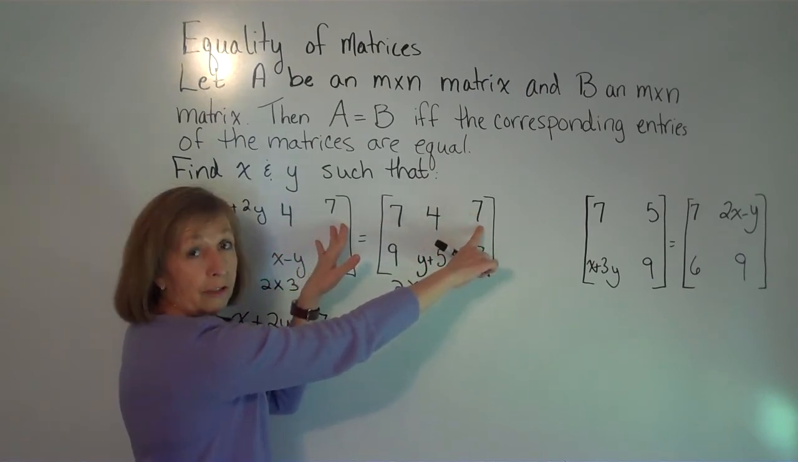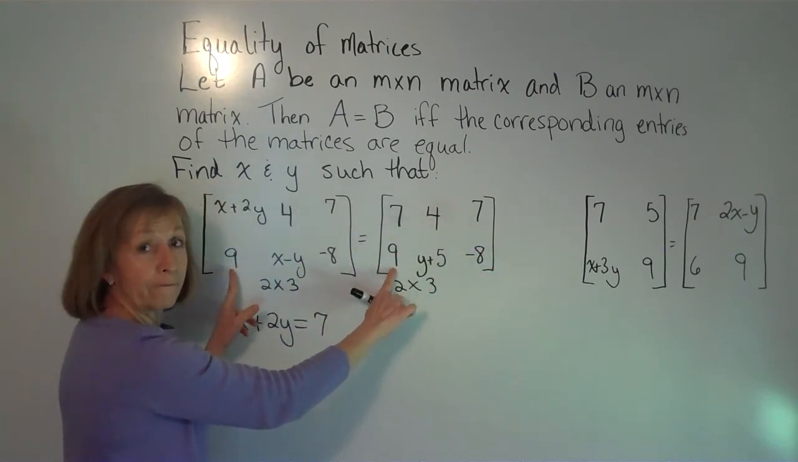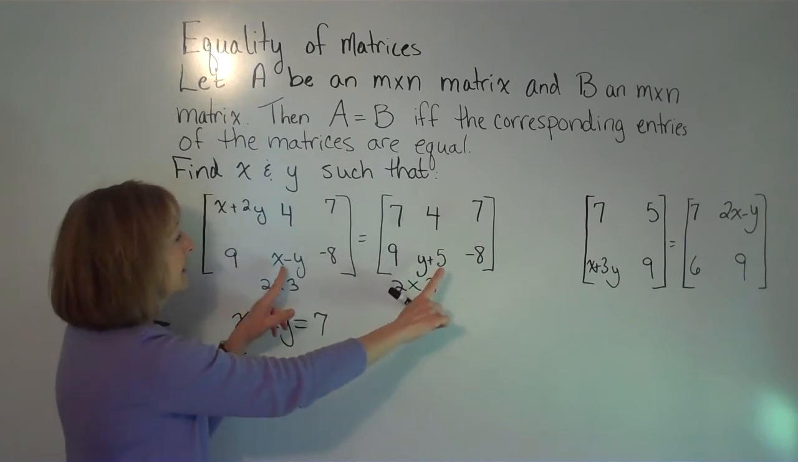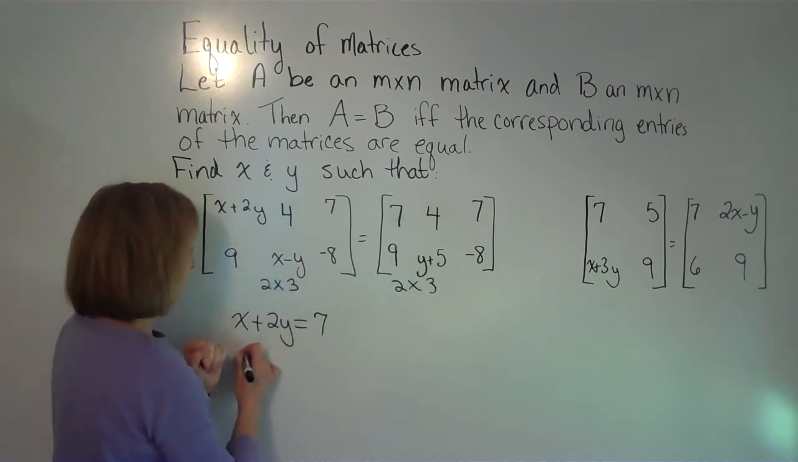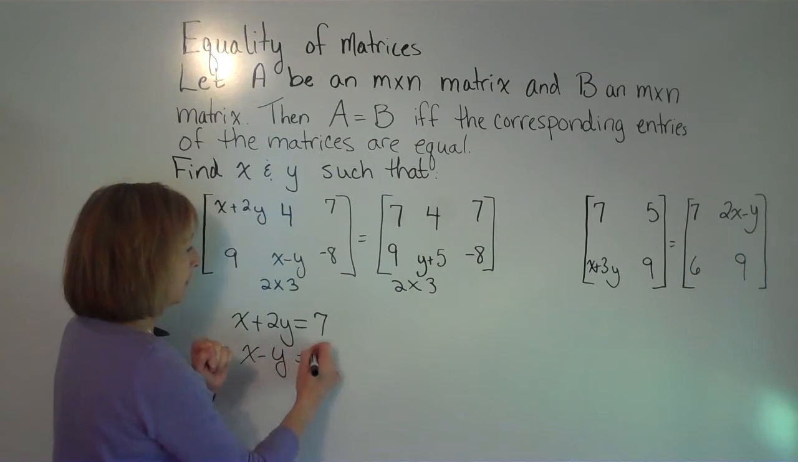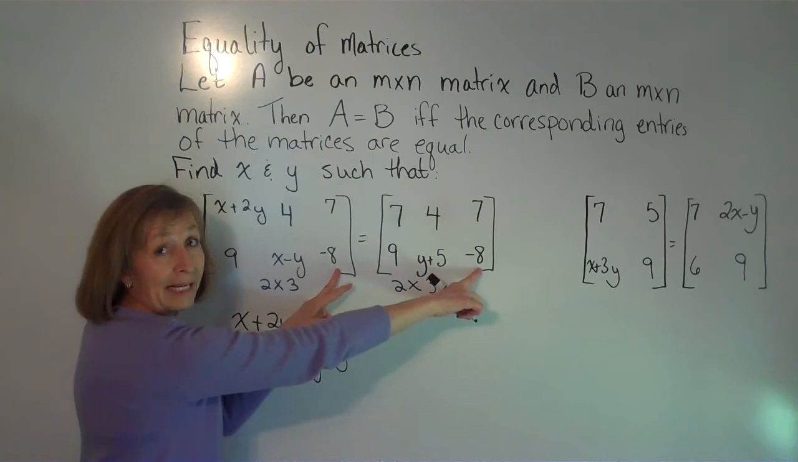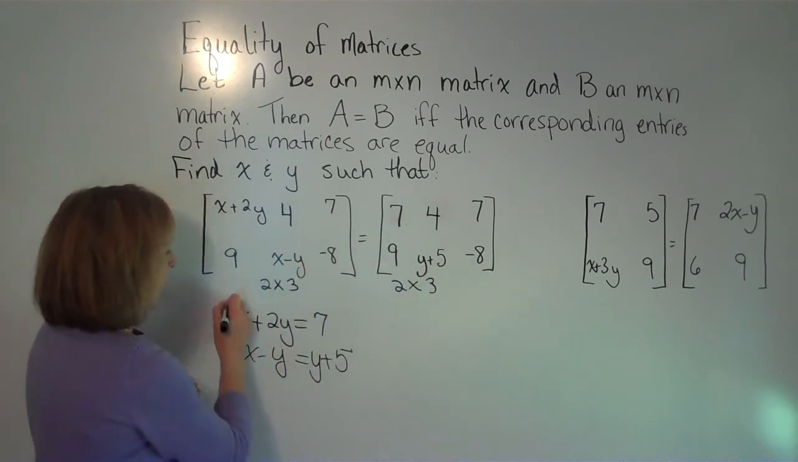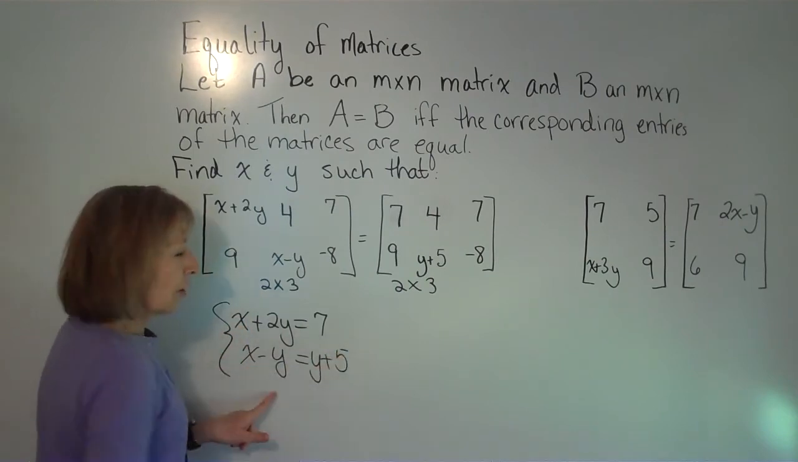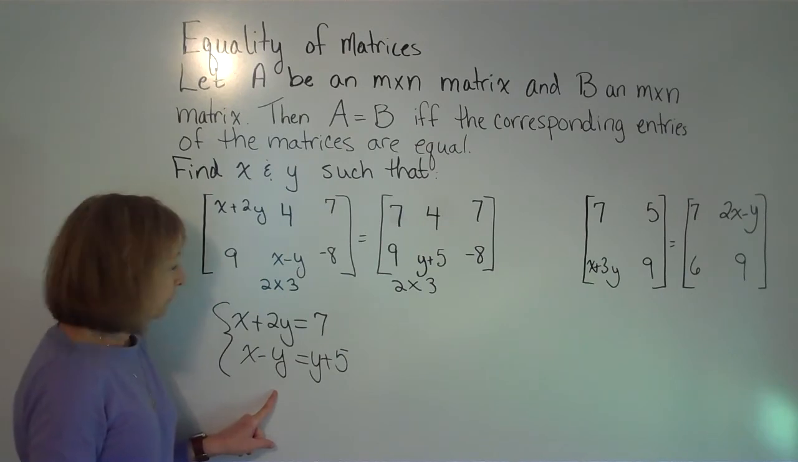Then first row, third column, they're both 7s. Second row, first column, they're both 9s. Second row, second column, I have that x minus y has to equal y plus 5. And then second row, third column, negative 8 equals negative 8. That's true. So to find the x's and y's, I really just need to solve this system of equations to find the x and y that make it true.